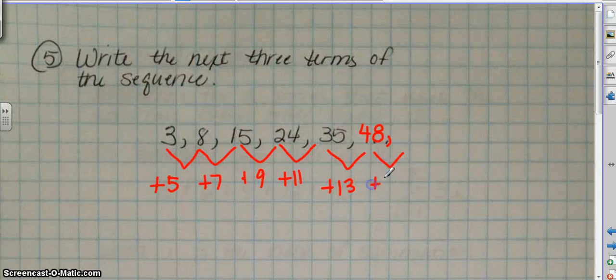Then if I add 15 to that, that would give me 63. And if I add 17 to 63, I get 80. So my next three terms in the sequence are 48, 63, and 80.